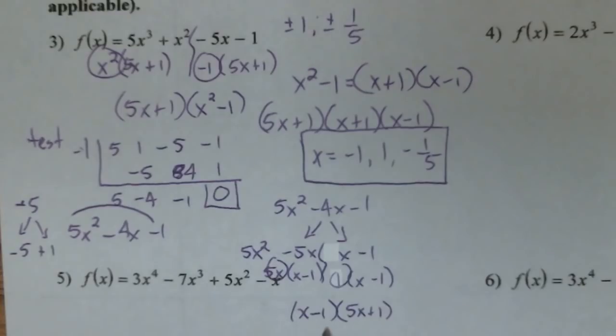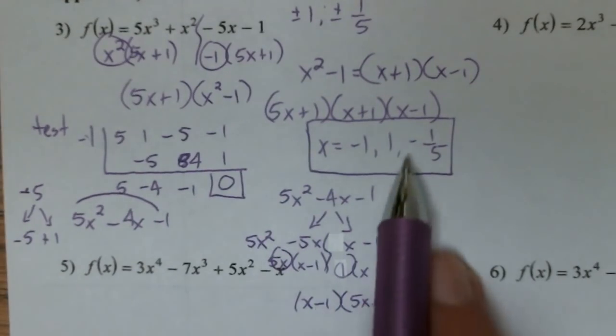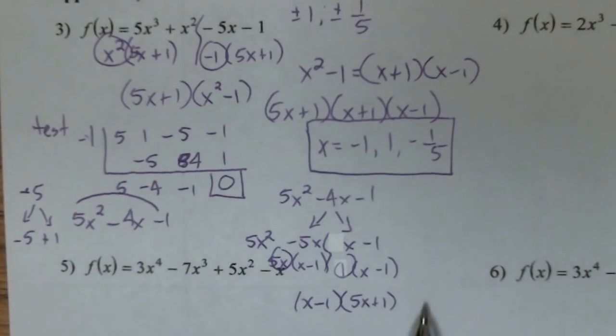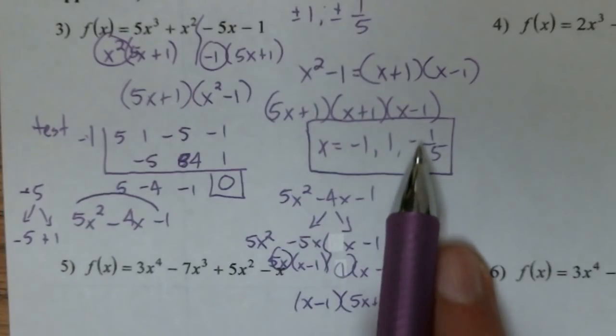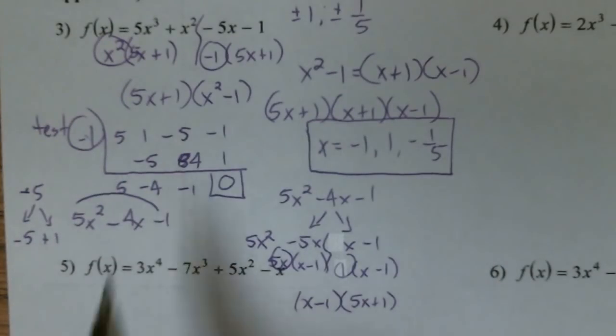For my two zeros, I flip that sign, so there's the 1. Move the 1 to the other side and divide by 5, there's your negative 1/5, and then the negative 1 is the one that we tested using synthetic division.